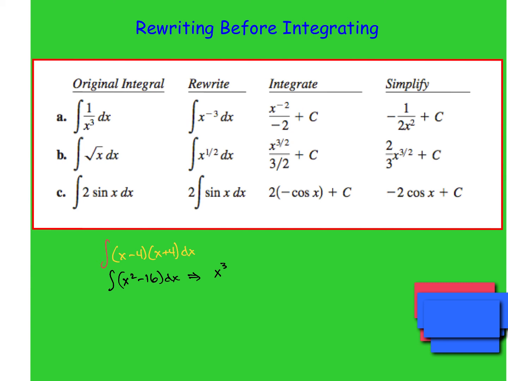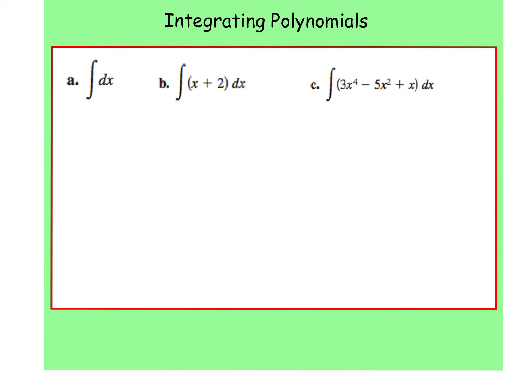X cubed over 3. And then what's the antiderivative of 16? Negative 16x. And then what do I need to always add? Plus c. All right. Pretty good? All right. So sometimes we need to actually use a little bit of algebra 2 or pre-calc before we even do the calculus. All right, let's keep moving.